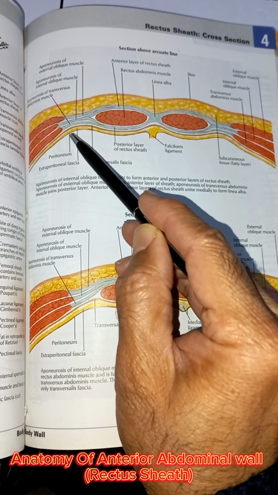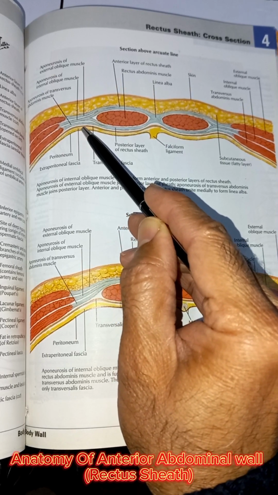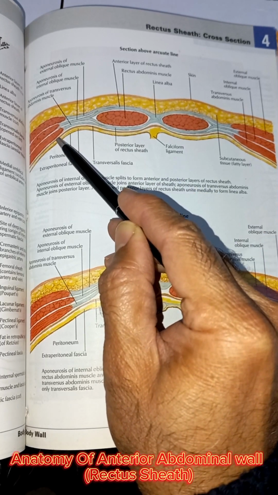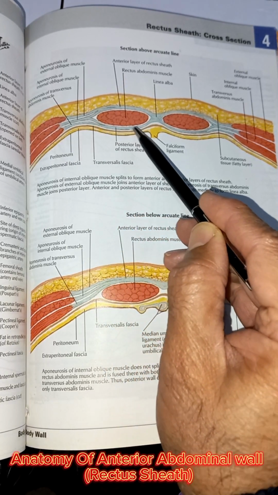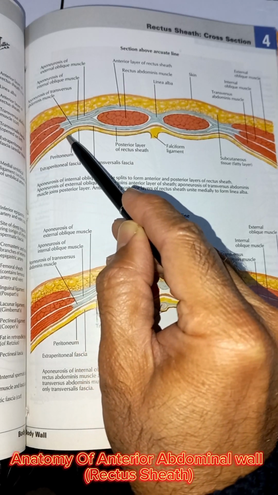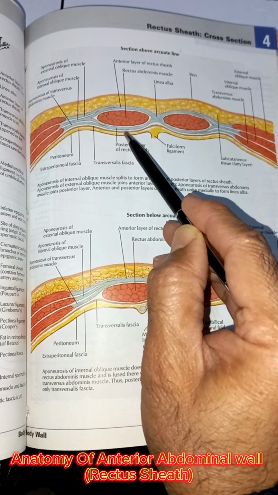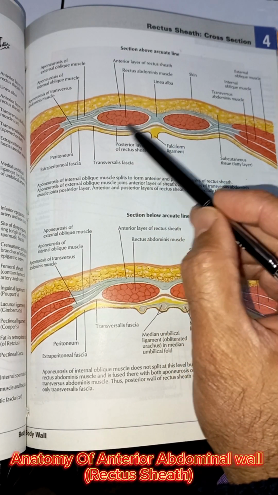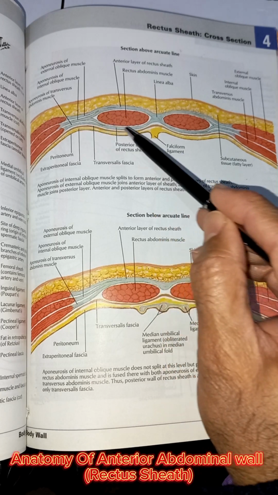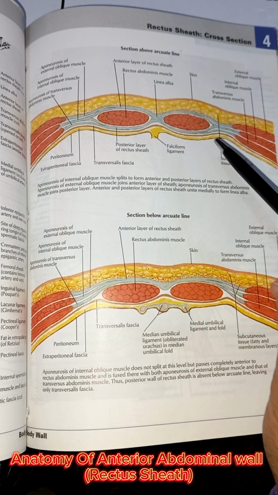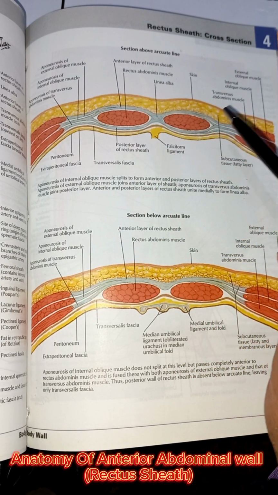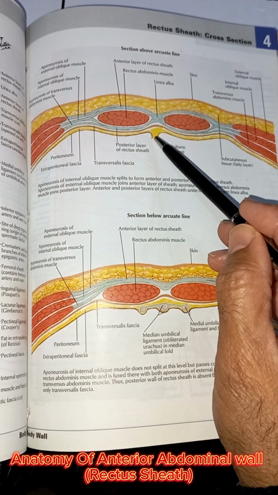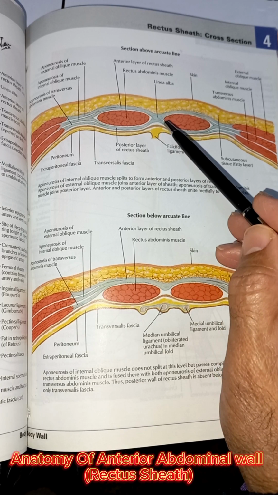Then is the extraperitoneal fat or preperitoneal fat, then is the peritoneum. In this way, you can also understand the layers of abdominal wall, that how the abdominal wall is formed. And internally, if you see, this is the falciform ligament.